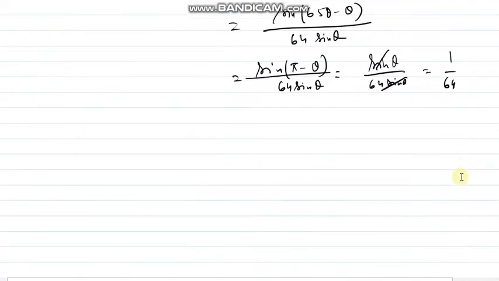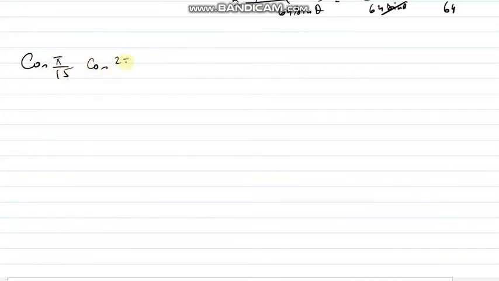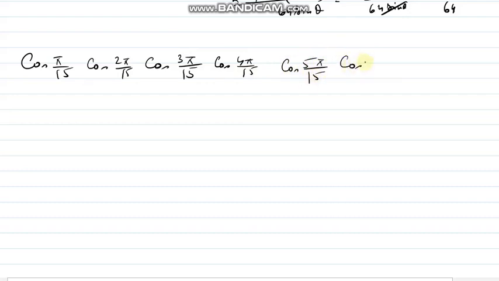Right? So one more sum I will do here. The sum is like this: cos pi by 15, cos 2 pi by 15, cos 3 pi by 15, cos 4 pi by 15, cos 5 pi by 15, cos 6 pi by 15, cos 7 pi by 15. This is another famous sum. We have to prove this value is equal to 1 divided by 128. So what we are going to do here, I'll just check.